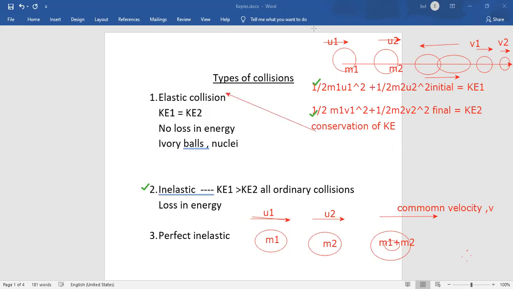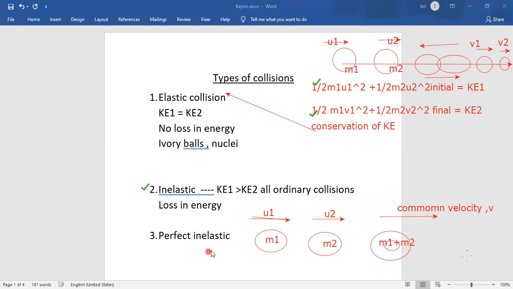If kinetic energy is conserved, then this is called elastic collision. If kinetic energy is not conserved, this is called inelastic collision. So during the inelastic collision, conservation of energy is not obeyed, and there is a loss in kinetic energy. Always there is a loss in energy. KE1 is always greater than KE2. All ordinary collisions are inelastic.